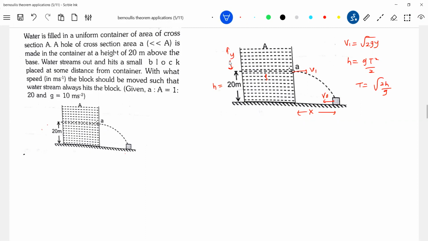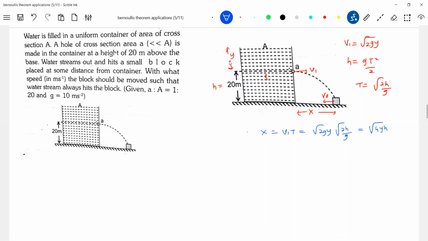Can we now get the expression for range? This range should be equal to v1 into t. So v1 is how much? Root of 2gy. Multiply by root of 2h by g. g gets eliminated. So this will be root of 4yh.